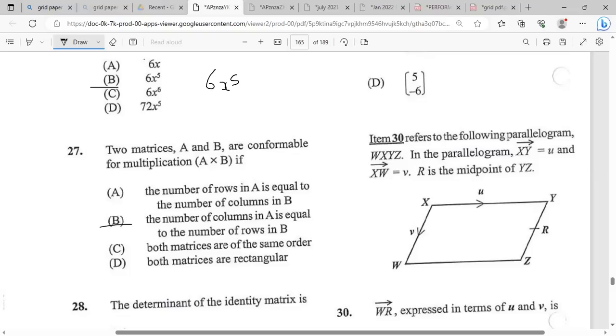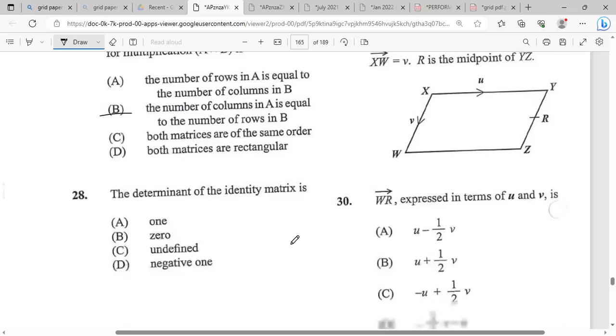All right, let's look at 28, the determinant of the identity matrix. This is the identity matrix, and the determinant is AD minus BC, so it's A times D, 1 times 1, minus 0 times 0. Clearly, we can see that 0 times 0 is going to be 0, 1 times 1 is going to be 1, so the answer will be 1. Let's see if no more down here, so you know it already.